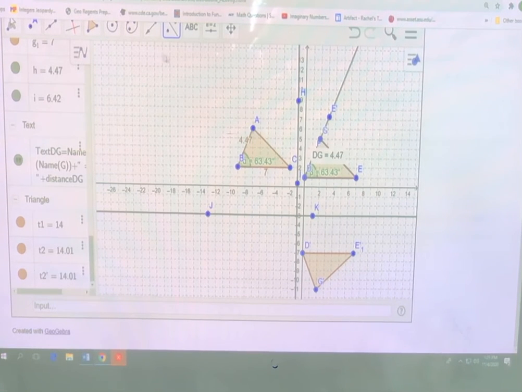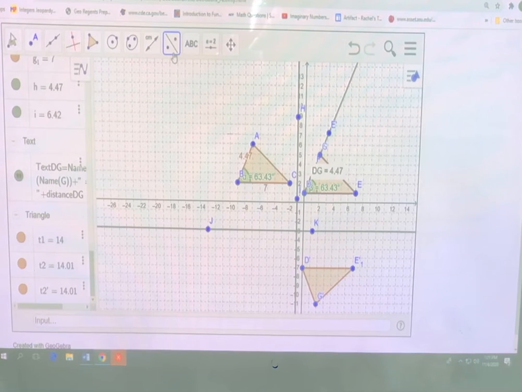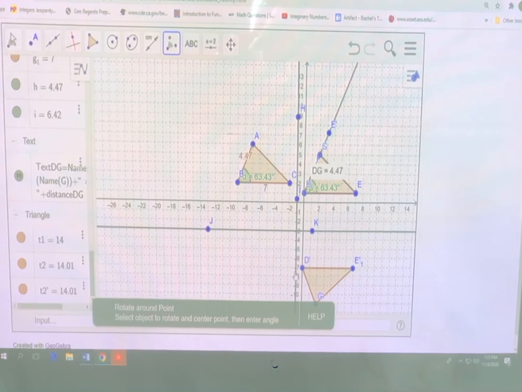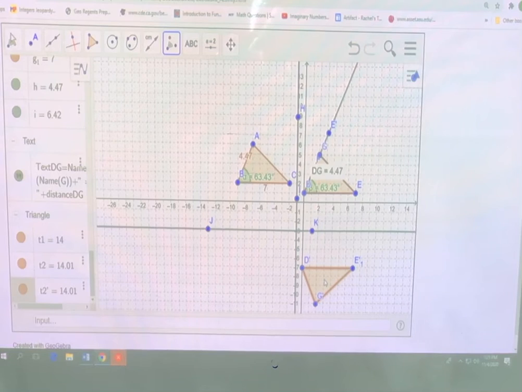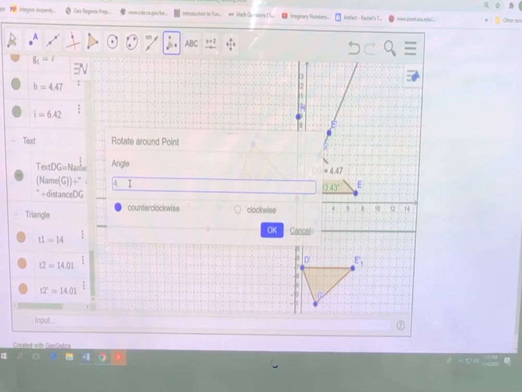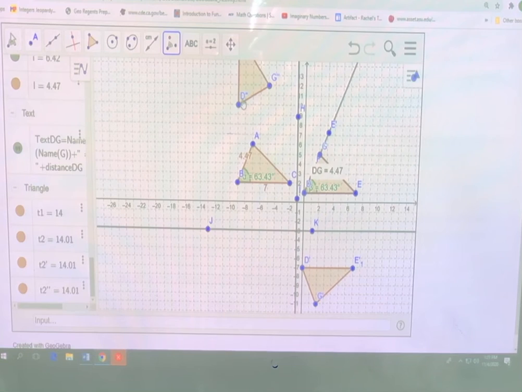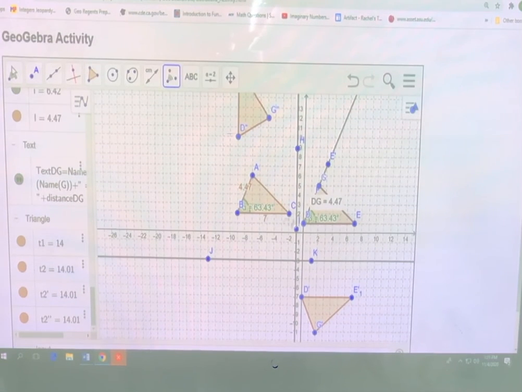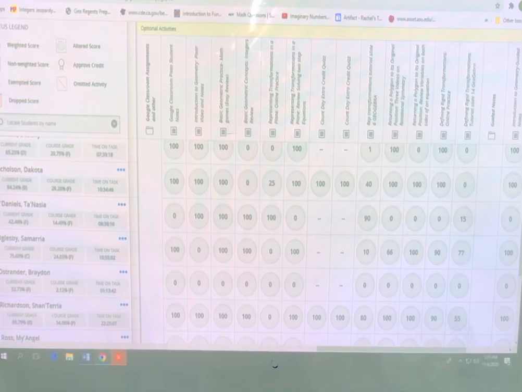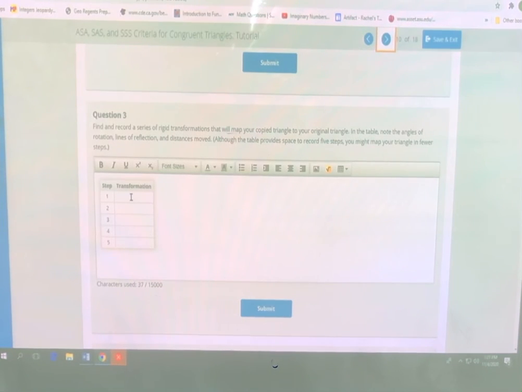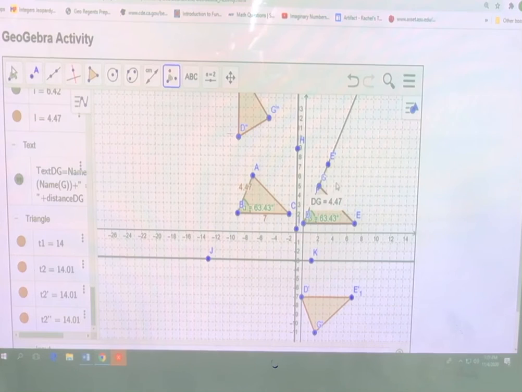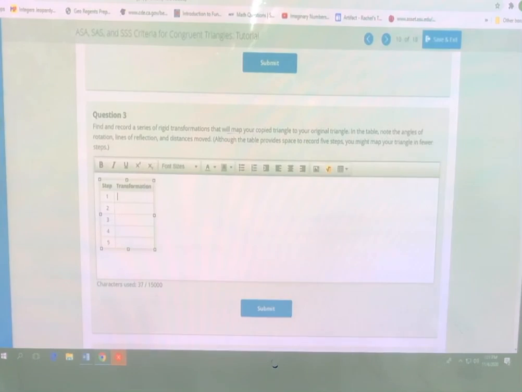So now I can reflect it again over this line, or I could rotate it. I'm just going to show you a couple things so you can play around with it. So I could say rotate around a point. So I pick this triangle, and I could rotate it around J. I can pick my angle of rotation. I'll pick 90. I did it all the way up here, you can see. So when I would fill out this chart, sorry, wrong chart, wrong page. The first step, I would say reflect DGE across line JK.